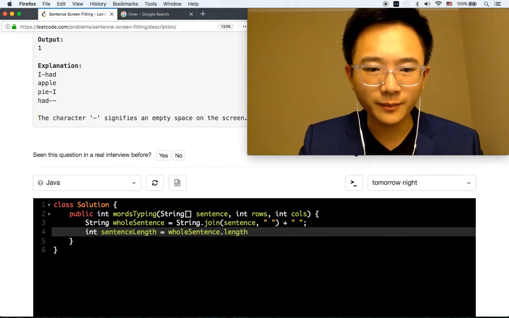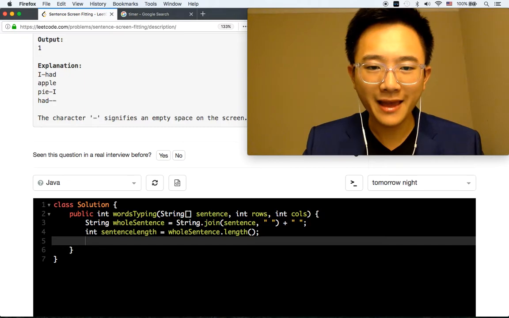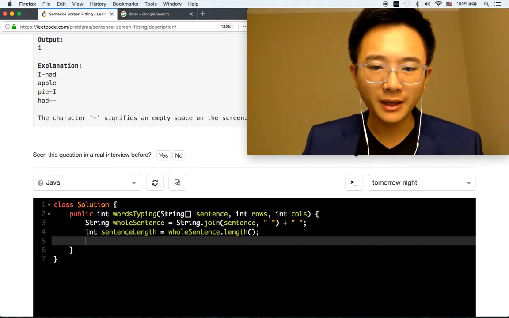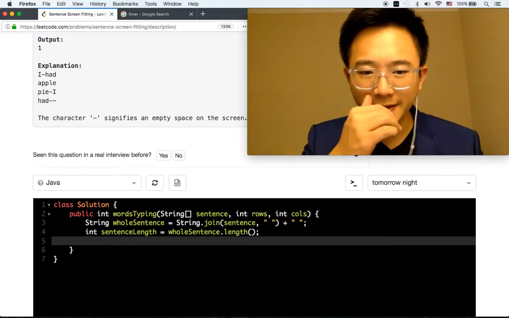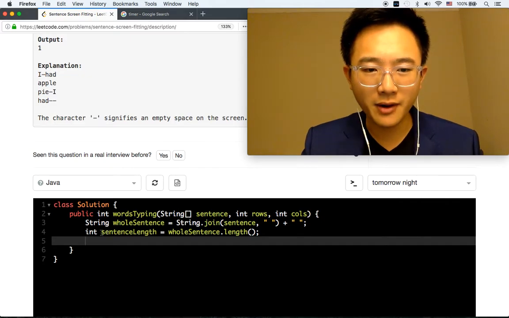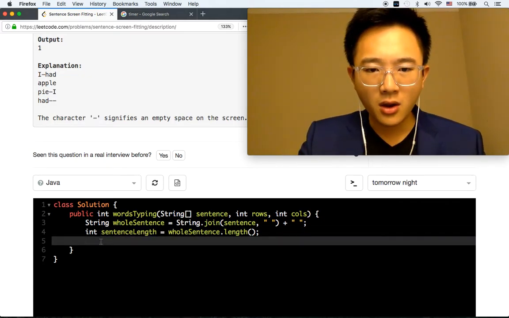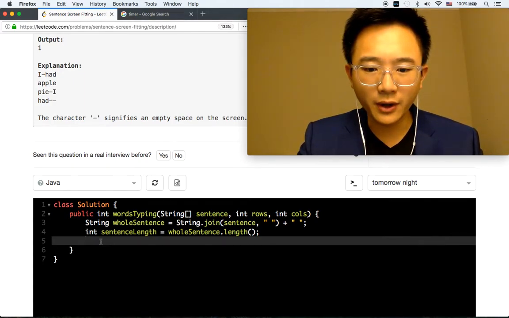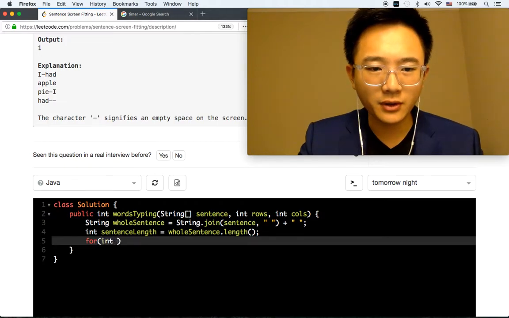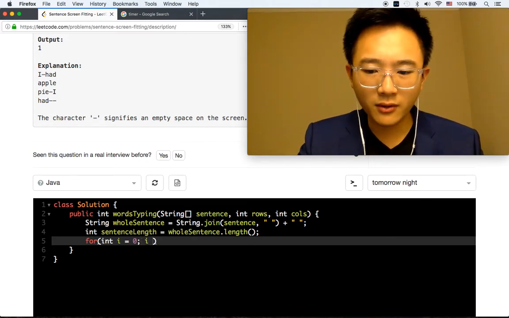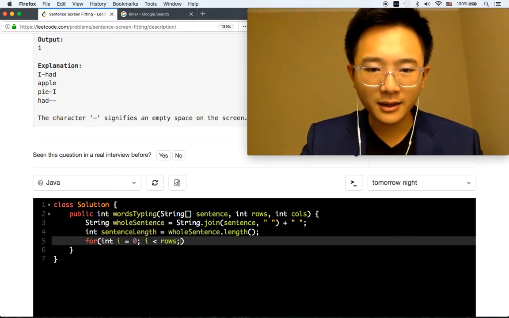So what we are trying to get is the length of the overall sentence divided by the sentence length, what we have right now. So we can start by doing this. For i equals 0, i less than rows, and i plus plus.